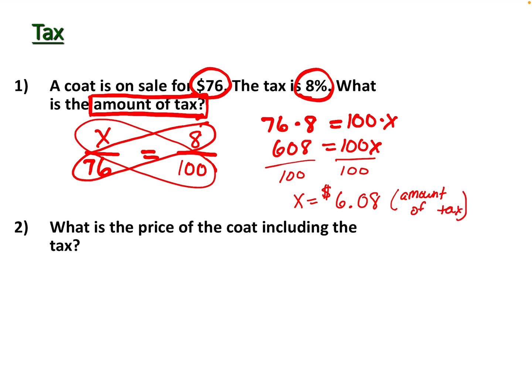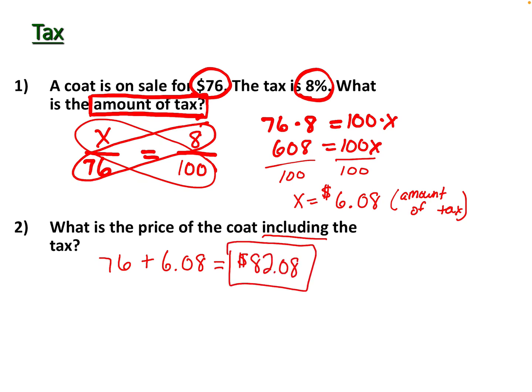And then we have number 2. What is the price of the coat including tax? So it says the coat is on sale for $76. And then we need to include, which means we're going to add our tax. So $76 plus $6.08 gives you a grand total of $82.08 for the coat. Okay, so number 1 should look pretty familiar because that's how we found discount. And then number 2, instead of subtracting, we are going to be adding the original price plus the amount of tax to get the price that you're paying out of your pocket.